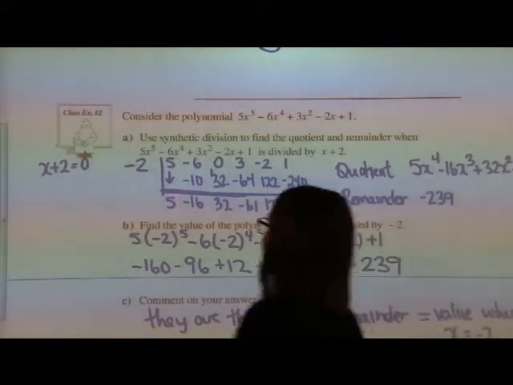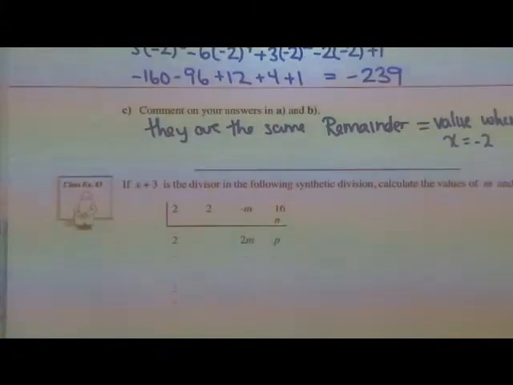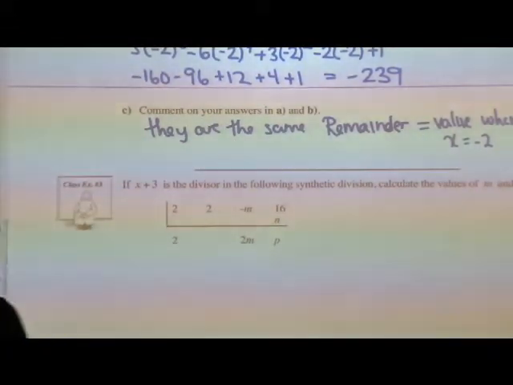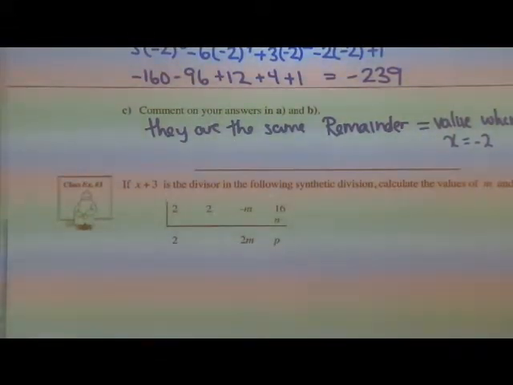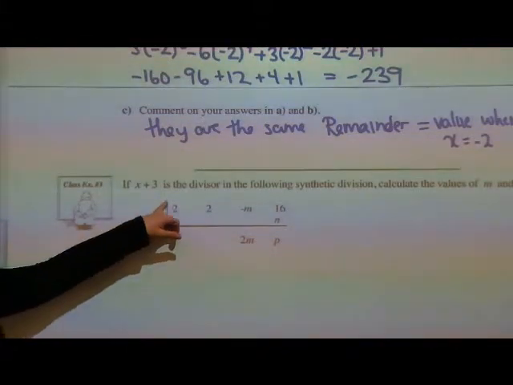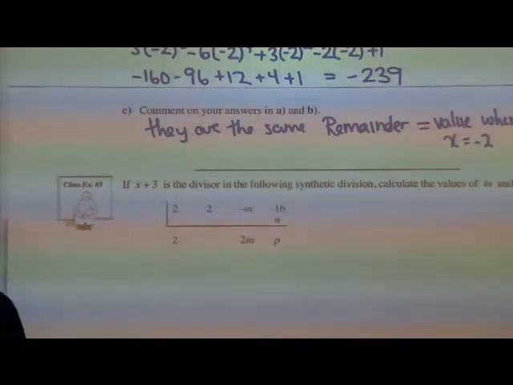Okay, class example number 3. Do some working backwards. If x plus 3 is the divisor in the following synthetic division, calculate the values of m and p. So if x plus 3 is the divisor, what am I putting to the left of my synthetic division? Negative 3.